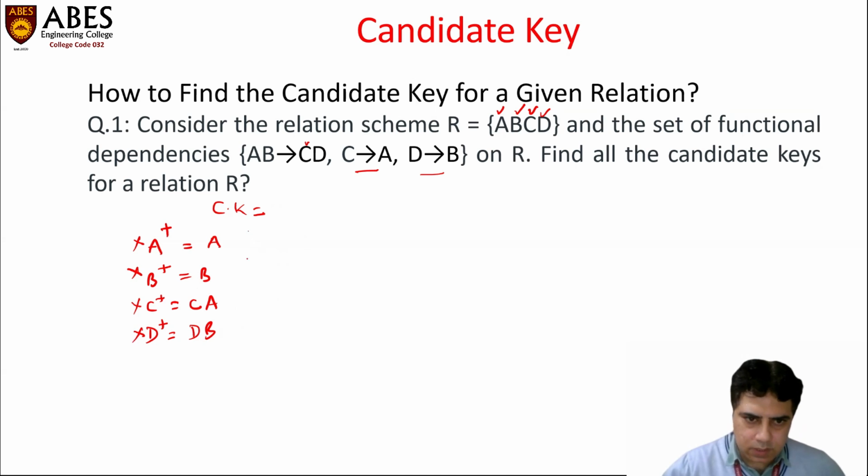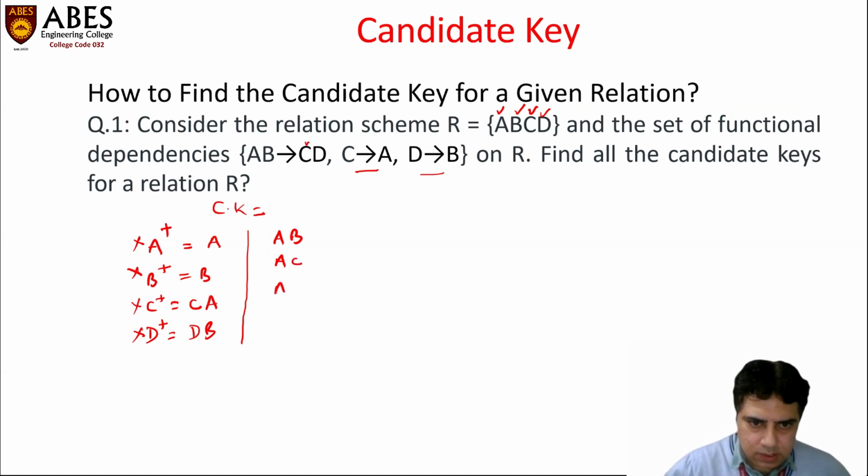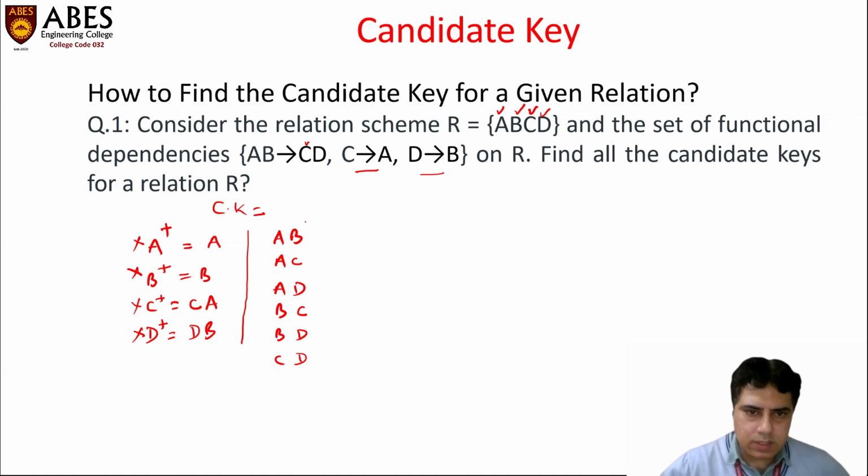Now we have to combine pairs of two attributes. This AB, AC, AD, BC, BD, CD. Now let us take the attribute closure of all.